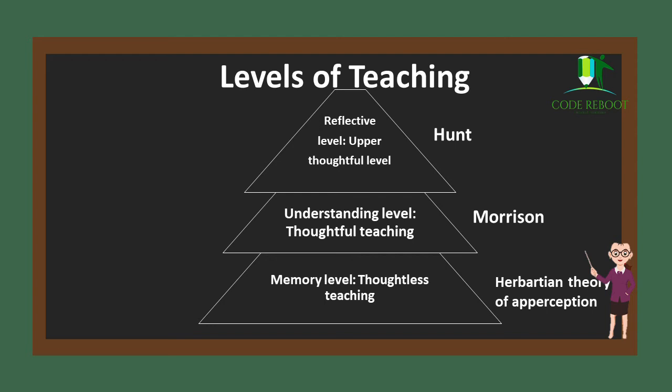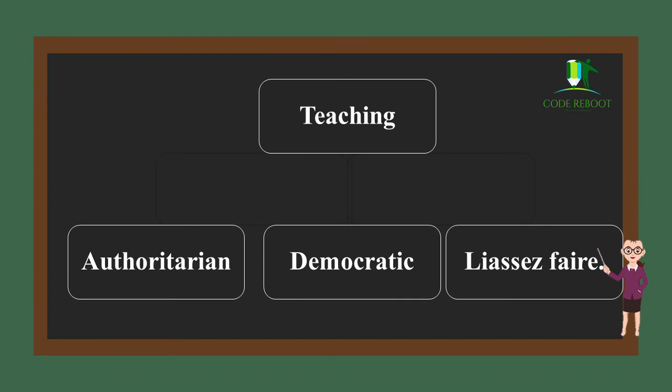And the second level is the understanding level, what we call thoughtful teaching. This may be an example of students from 5th to 10th. They know somewhat, they have an idea how to do it, and they can recollect what they have got from the memory level. This theory was provided by Morrison. And the third and final level is the reflective level. This is the upper level, what we call higher education. This is provided by Hunt. So these can be categorized into 3 forms.